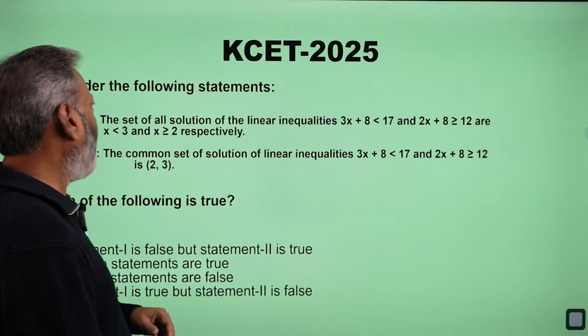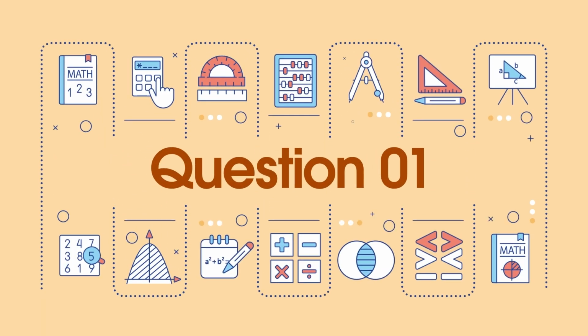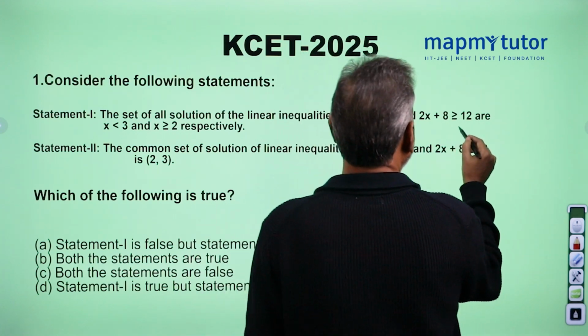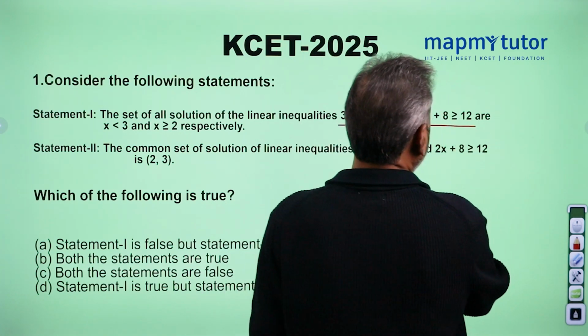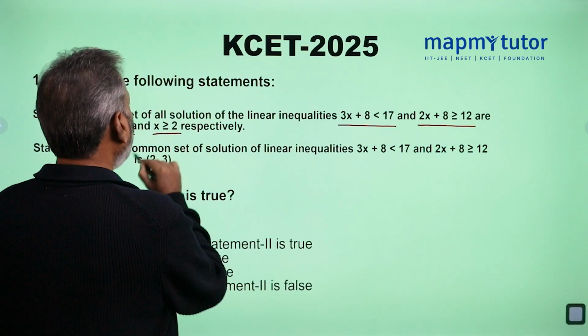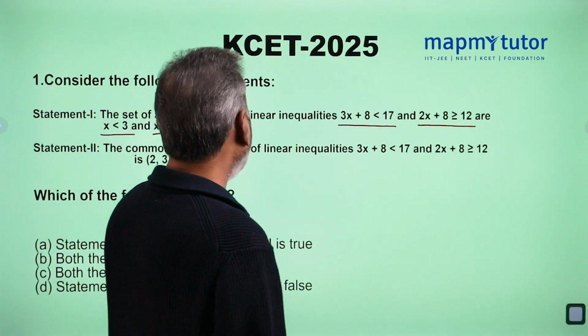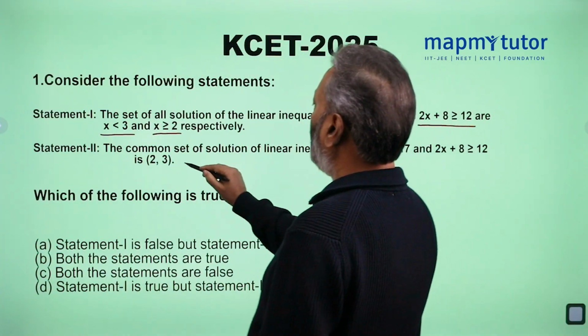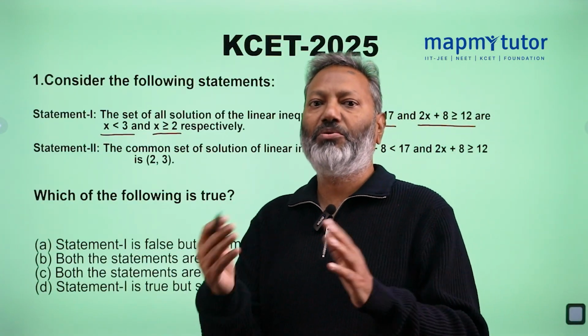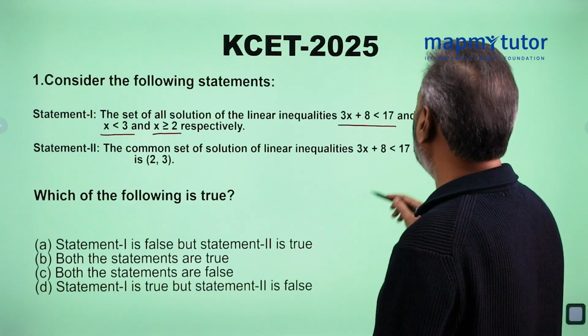Here is your question number 1. Consider the following statements. The first statement is given, the set of all solutions of the linear inequalities. Two inequalities are there: 3x plus 8 less than 17 and 2x plus 8 greater than or equal to 12. Some solutions are mentioned here, and also statement 2. Depending on these two inequalities only, they are asking the solution set. Your job is to verify which statement is true and which is false. Let us do the first one.